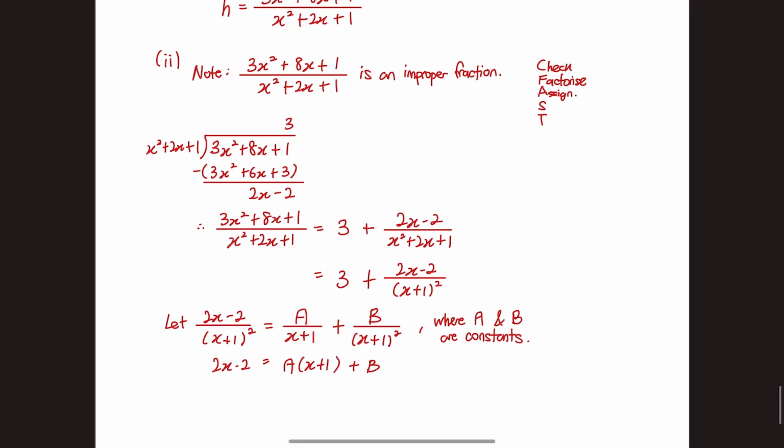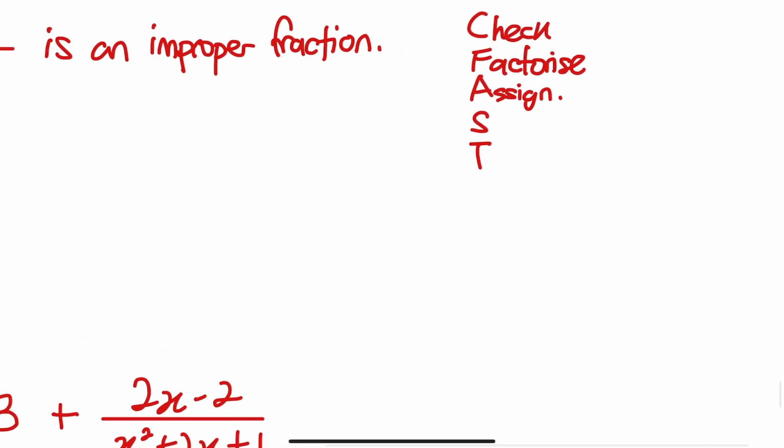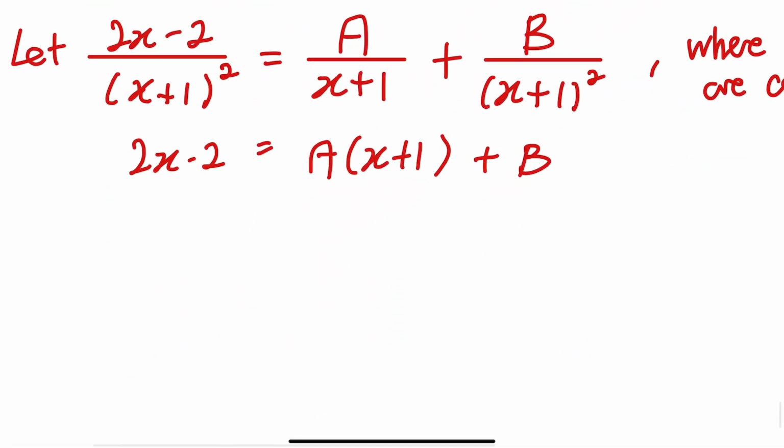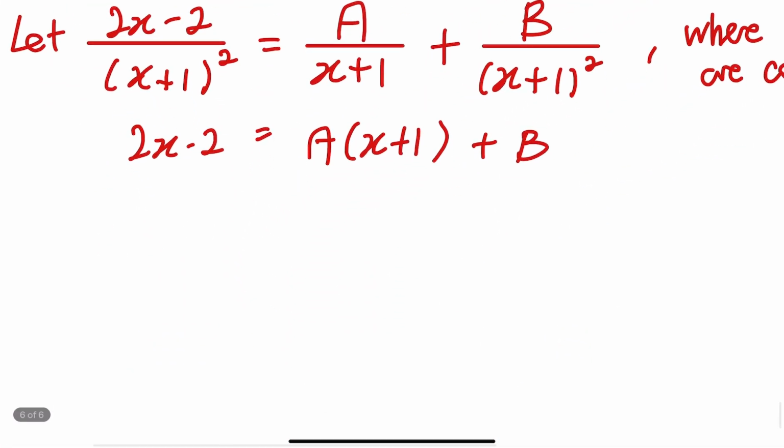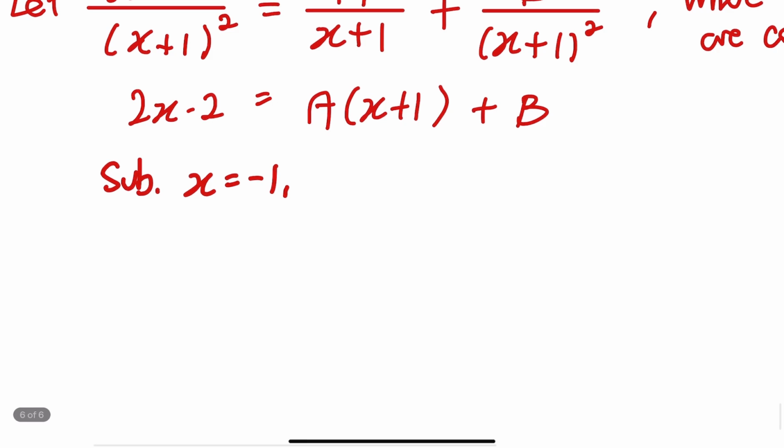Take note over here, once I've assigned, my next step is to solve for A and B. So how do I get rid of this A? I can substitute x equals negative 1. I'll get negative 2 minus 2 equals B. B is simply equal to negative 4.